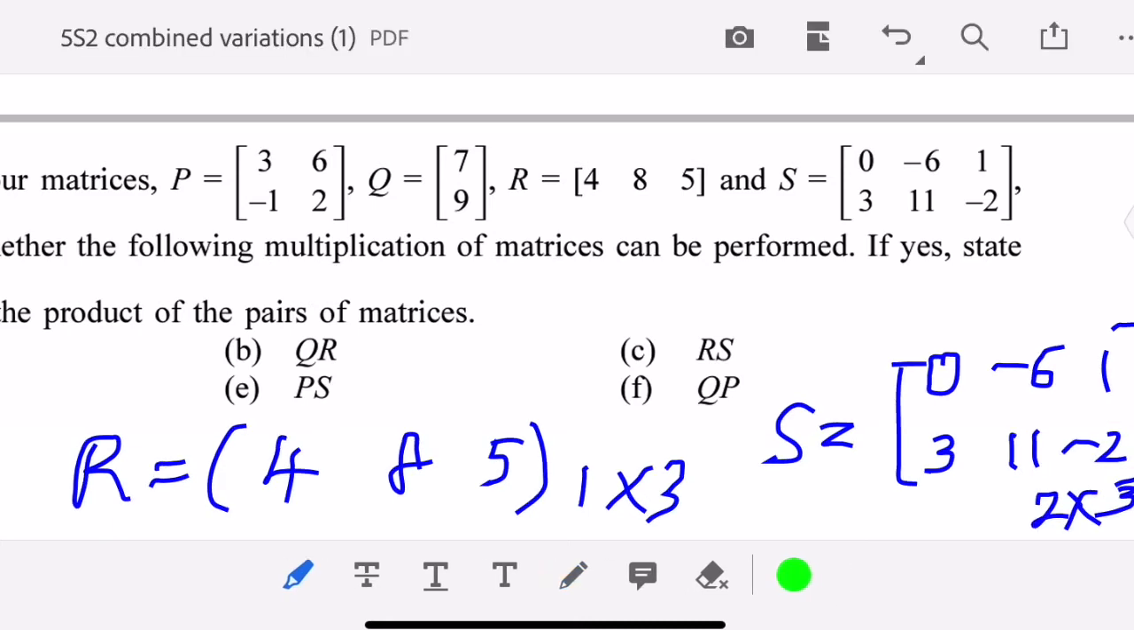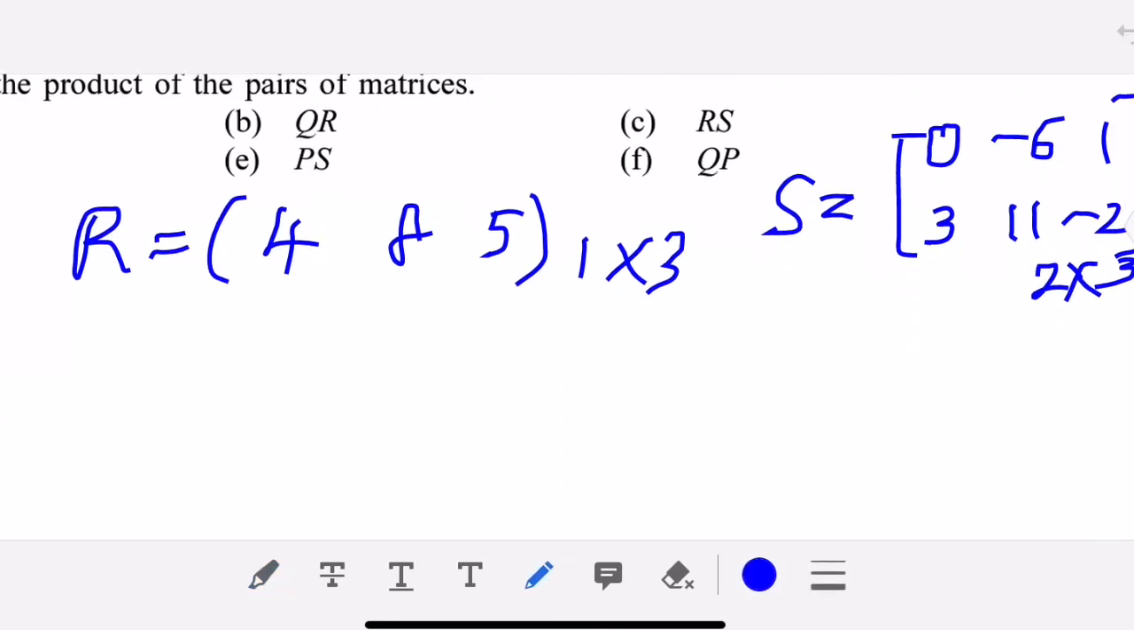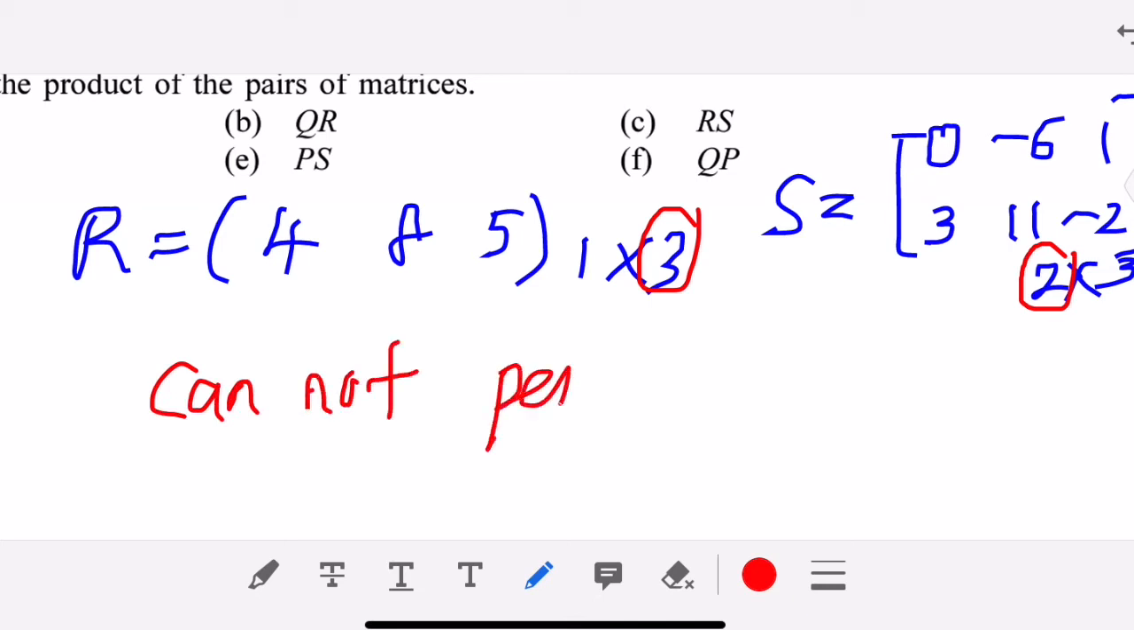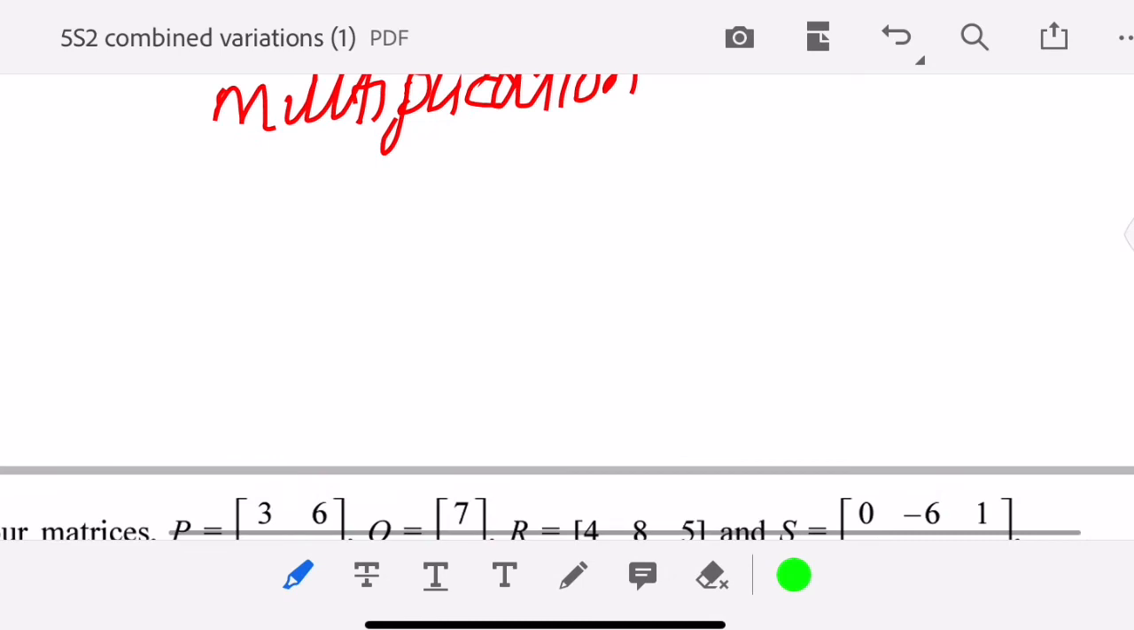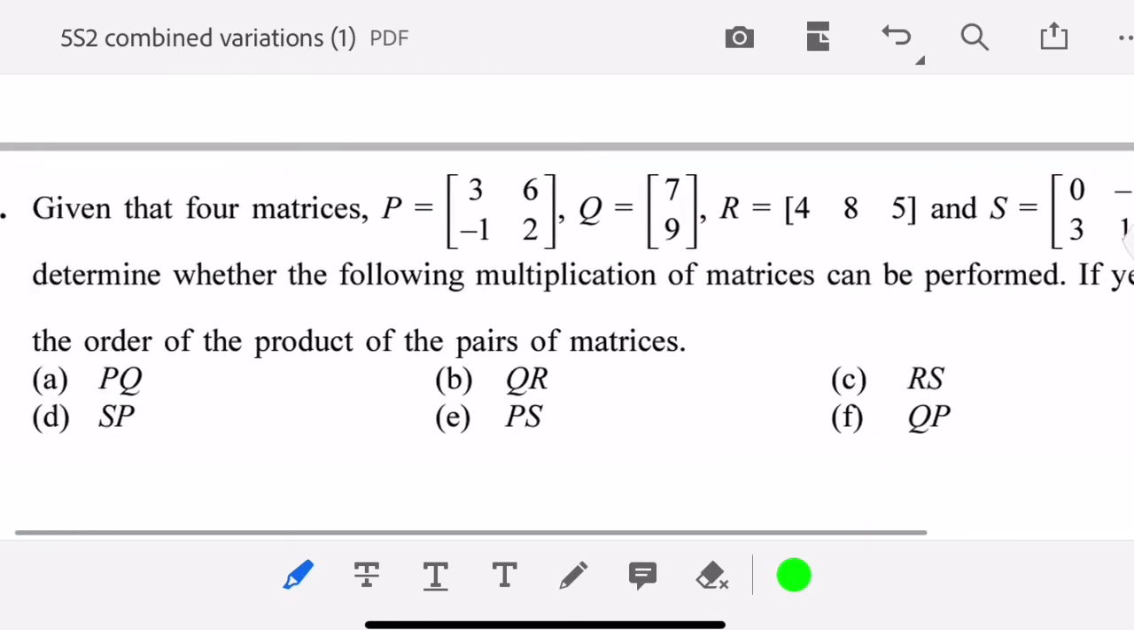So we are having a big problem here, because we notice that the number of columns for R is not the same as the number of rows for S. So these two matrices cannot be multiplied. We cannot perform the multiplication of these two matrices, right? Because these two are not the same. Alright, so how about the next one?